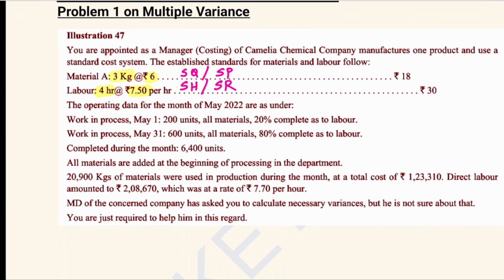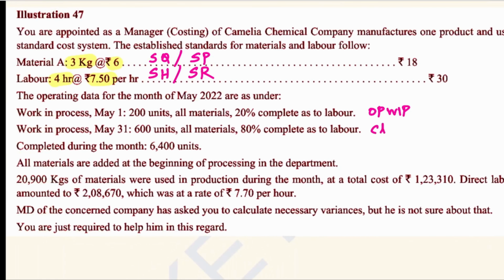Then the operating data for the month of May 22 are as under. WIP. So far you have not come across WIP in material variances. This question is asking about material variance, WIP. Work in process May 1, so that is the meaning. This is opening WIP. Then work in process May 31 means this is closing WIP. May 1: 200 units all materials, 20% complete as to labor. Work in process May 31: 600 units all material, 80% complete as to labor. All materials means 100%. That is the meaning.